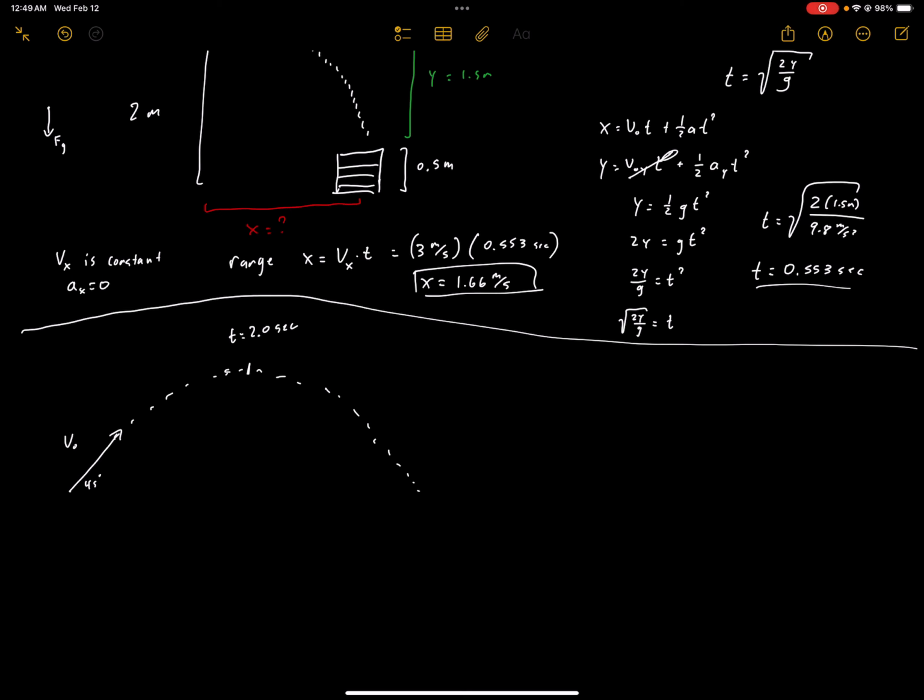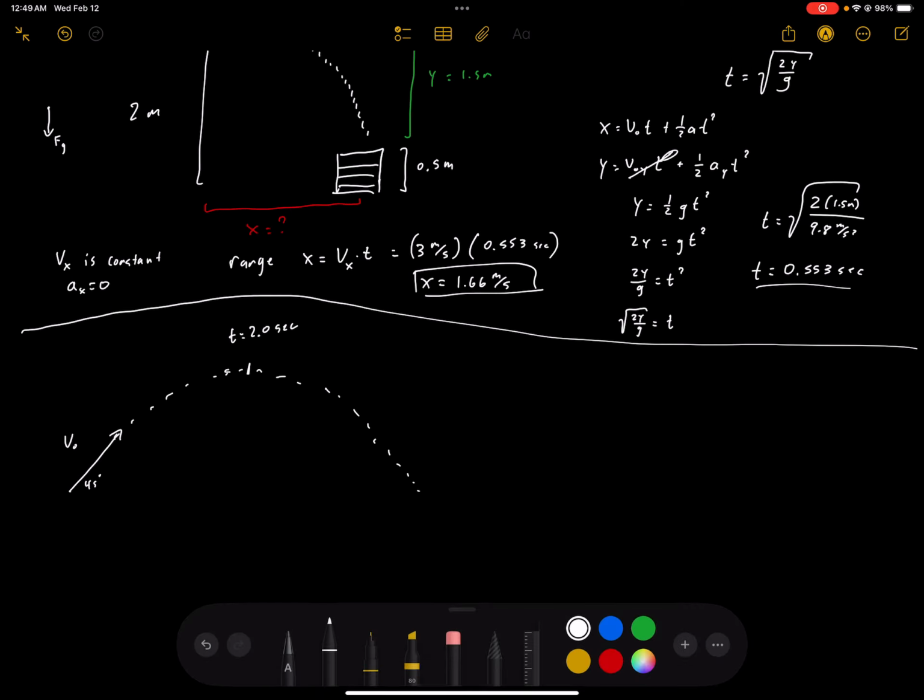Something that's very important to know about projectile motion is at the very top. Let me put this in a different color. This is something that you just need to know. At the very top, at the top of the parabola, the vertical velocity is 0. I'll write that as v sub y, the velocity in the y direction, is going to be 0 when you're at the very top.